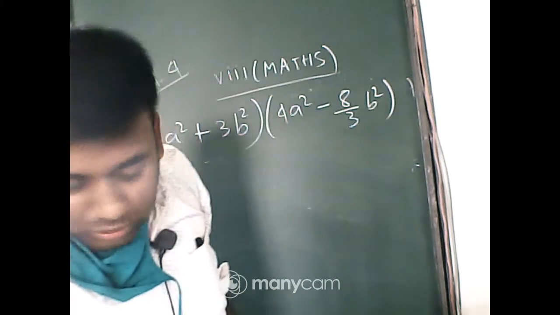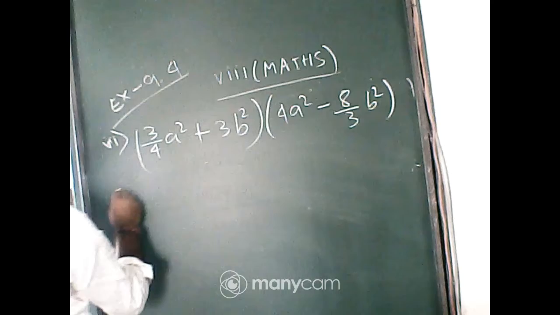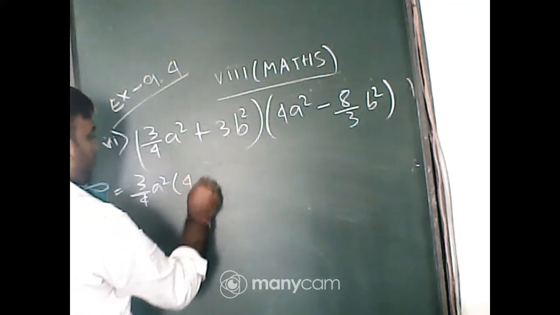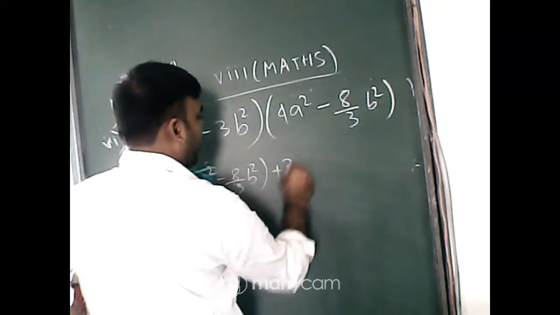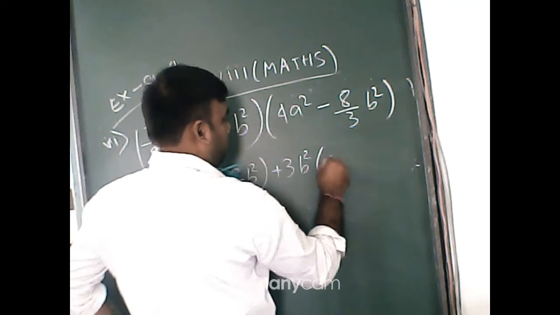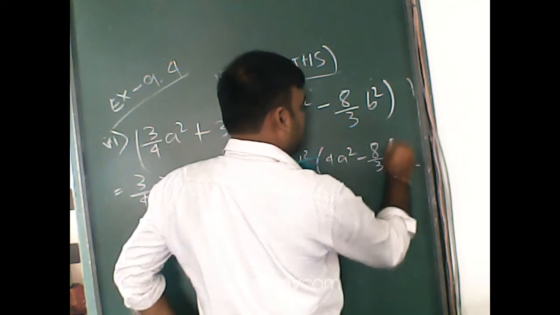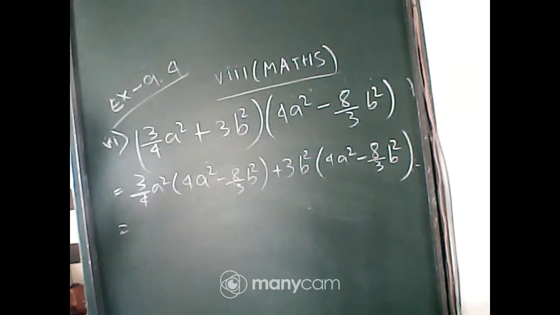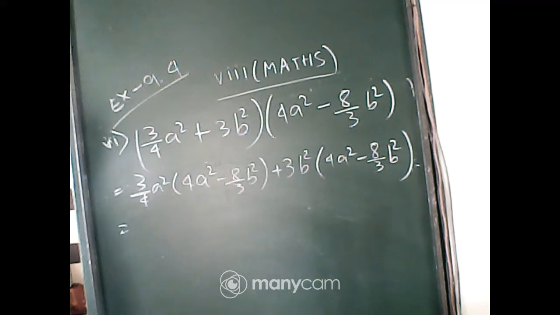Okay, now I am doing that sum, 3 by 4 a square. First 3 by 4 a square into 4 a square minus 8 by 3b square, plus 3b square into 4 a square minus 8 by 3b square. Now 3 by 4 into 4: first I told you, product of coefficients, not product of variables. So 3 by 4 into 4, what will be the answer? Tell me quickly.